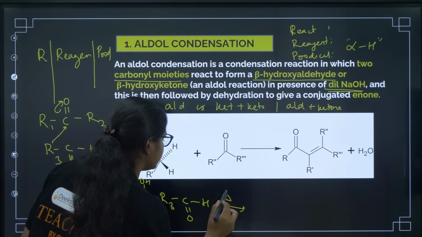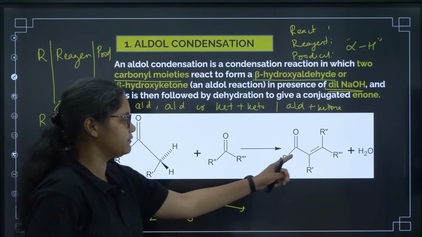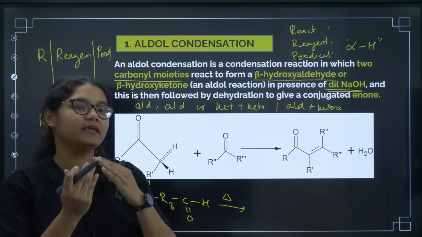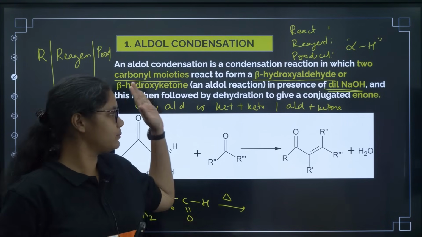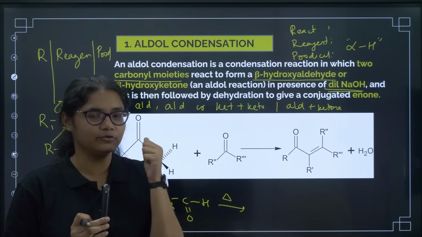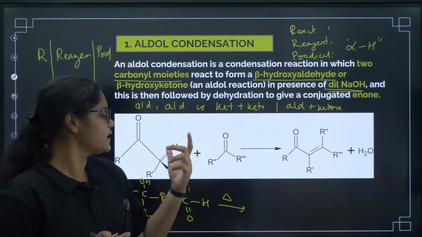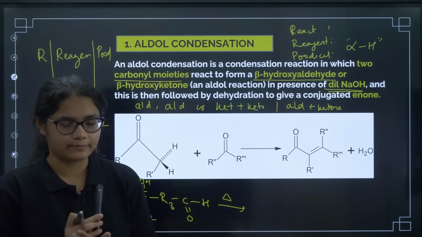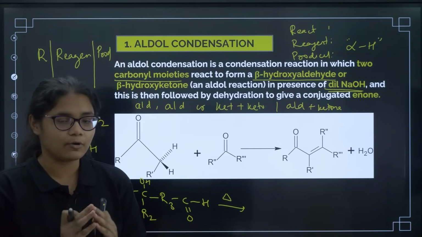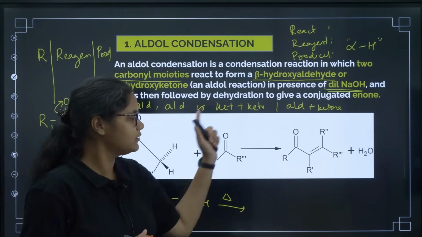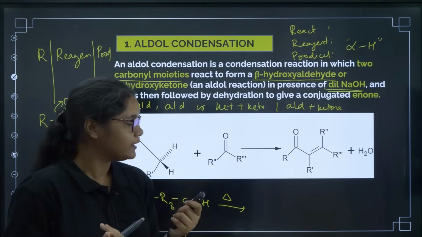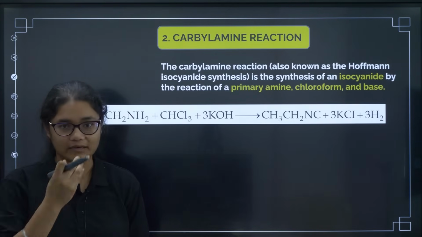Now if we apply heat, there will be dehydration and we will get alpha beta unsaturated aldehydes or ketones. So I will not be reading the whole statement, I'll be telling you the reactants, reagents, products and the mechanism if it is important. So aldol condensation, very important. Learn this trick of how to write the product, and these 3 things you mention, then you can write down an example. Now going to the next reaction, carbylamine reaction.